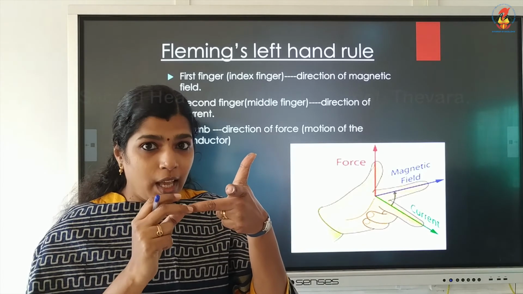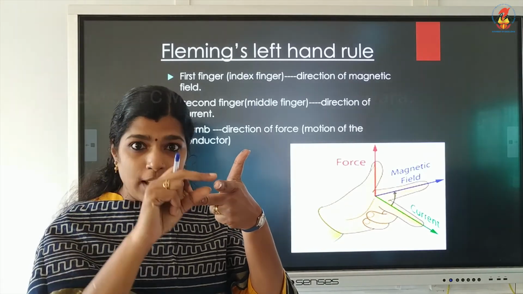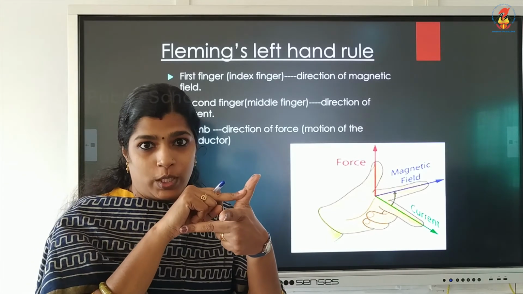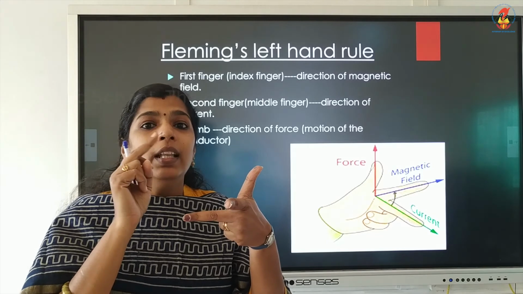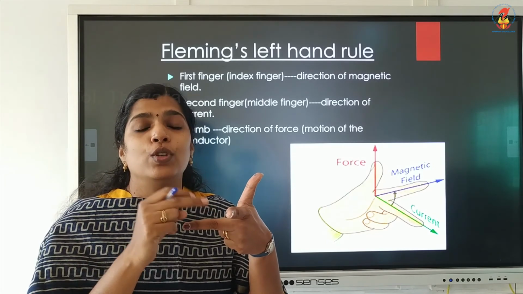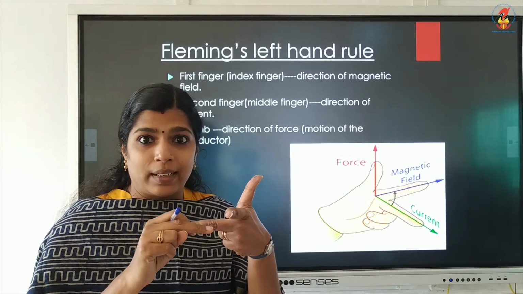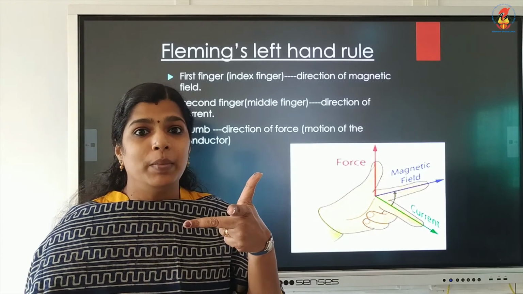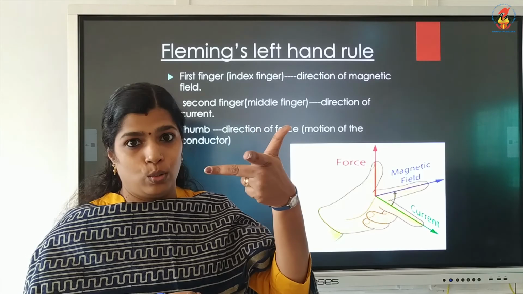So, when a current carrying conductor is placed in a magnetic field, it will experience a force. And what is the direction of the force, or in which direction is the force acting? That we can find out using Fleming's left hand rule.